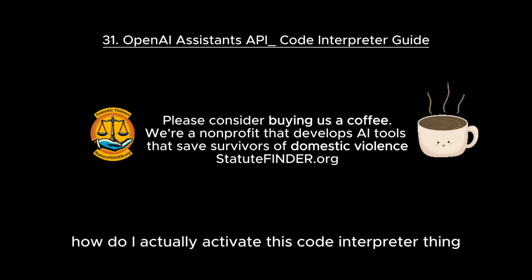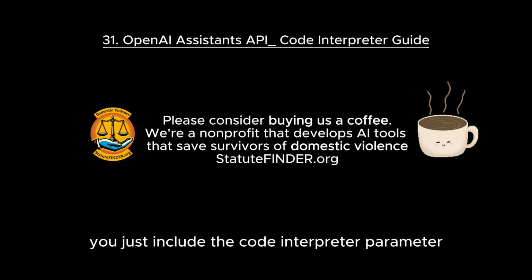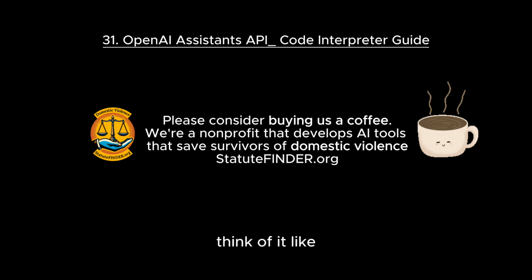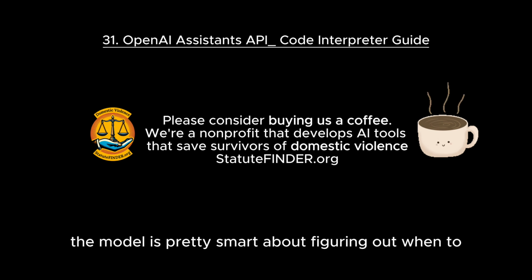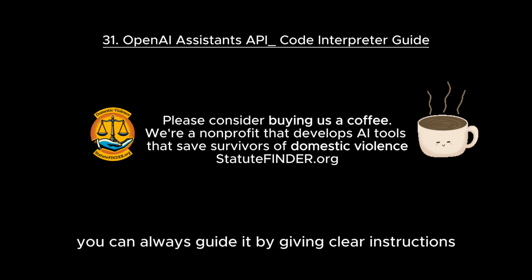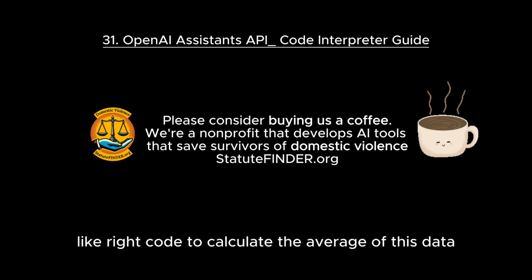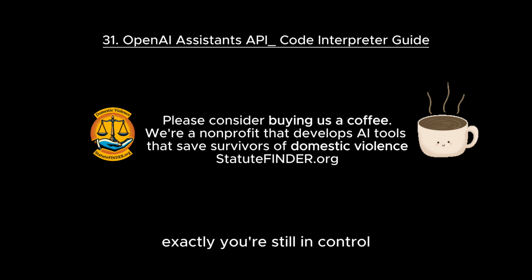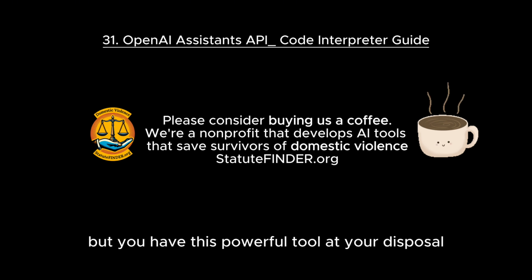Got it. Now, how do I actually activate this code interpreter thing? It's surprisingly simple. You just include the code interpreter parameter when you're creating an assistant object using Python code. Okay. Think of it like adding a special tool to your coding toolbox. Once it's activated, does it just magically know when to jump in and start solving problems? Well, the model is pretty smart about figuring out when to use code interpreter, but you can always guide it by giving clear instructions in your prompts. Right. Like, write code to calculate the average of this data. So it's a collaboration, not just a set it and forget it kind of thing. Exactly. You're still in control, but you have this powerful tool at your disposal.